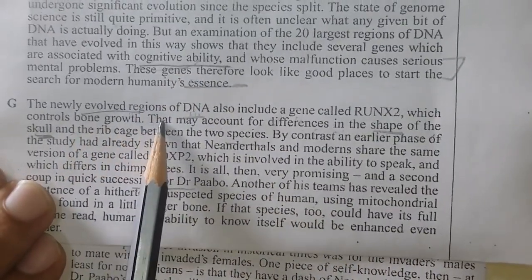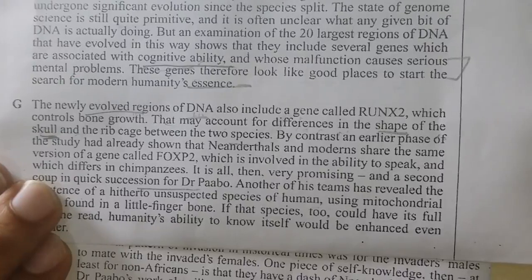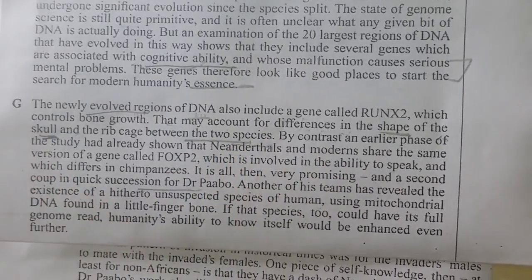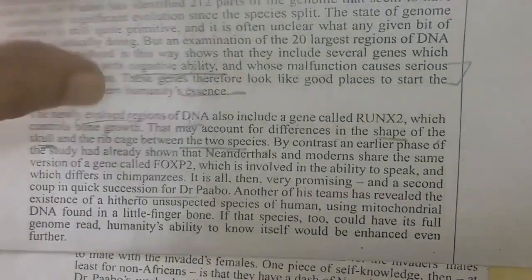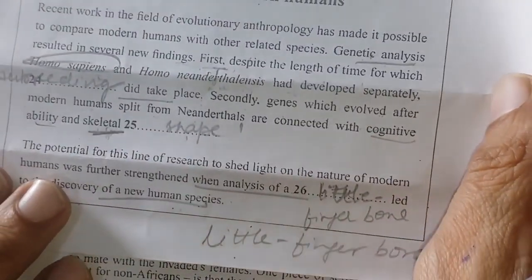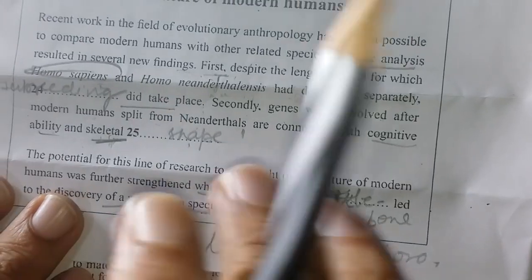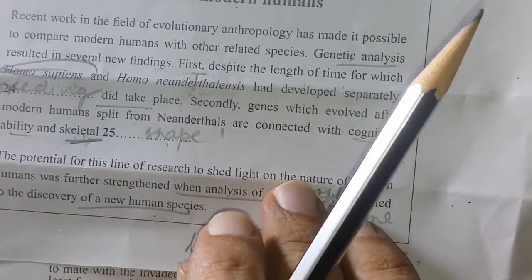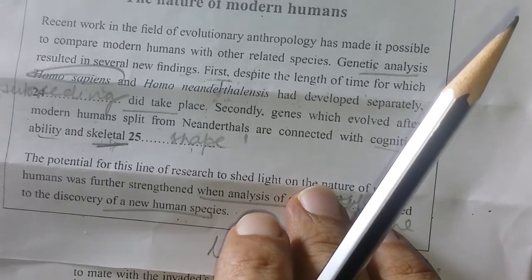And he said this includes a gene which controls bone. This may account for the difference between the two species. So I got the difference here, right? First is despite the length of time for which whatever may be. Second is this one. But in this we can go with the growth also, we can go with the shape also.